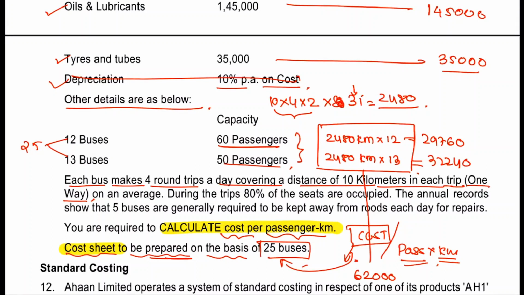लेकिन नाउ देयर इज वन ट्रिक. व्हाट इज द ट्रिक? दैट इज देखो, द एनुअल records show that 5 buses are generally required to be kept away from roads each day for repair. So at a time, how many buses are running? 20. So if this is the value of this 62,000 is the value of how many buses? 25. I need to do divide by 25 into 20. So kilometers I will get.